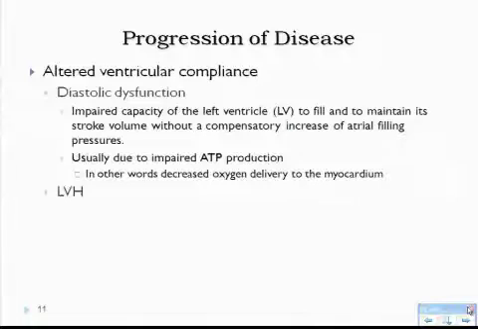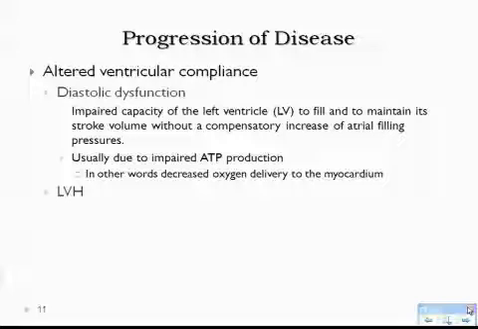You also get this altered ventricular compliance that I've sort of implied to you before. You see a diastolic dysfunction because of that, where you have hypertrophy. You have impaired capacity of the left ventricle to fill and to maintain its stroke volume without a compensatory increase of atrial filling pressures. And usually it's also due to impaired ATP production, because remember, as the ventricle becomes thickened, what happens to perfusion? It becomes limited. And so sometimes this hypertrophy is a bad thing in the sense that it increases the risk of oxygen utilization problems, and it increases the risk of developing ischemia in these people.